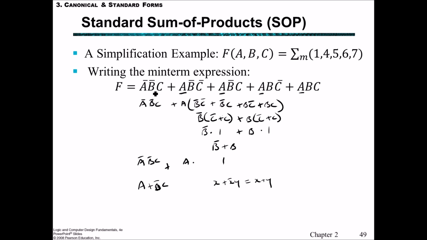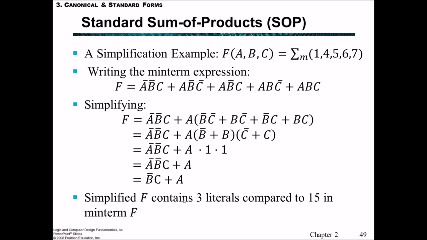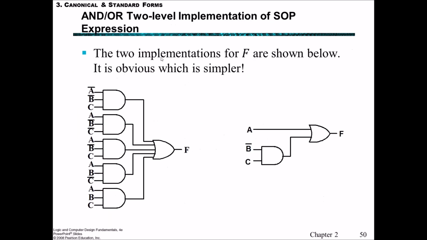So now we've gone from what was originally 15 terms all the way down to 3, and that's the same answer that we got. And so when we look at these two pictures, it's quite obvious which one's simpler. The first one where we had the two levels, first being AND and then OR, obviously 15 inputs there. This one only has 3, but the function output is the same.